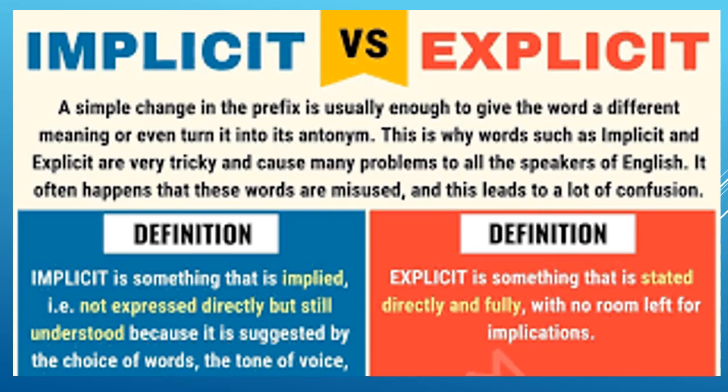Implicit is something that is implied, that means not expressed directly but still understood because it is suggested by the choice of words, the tone of voice, right? You are not directly told but you understand, it is understood easily. Explicit is something that is stated directly and fully with no room left for implications. You understand or you get it very quickly because it's directly and fully explained or stated. That is called explicit. We'll learn it further.